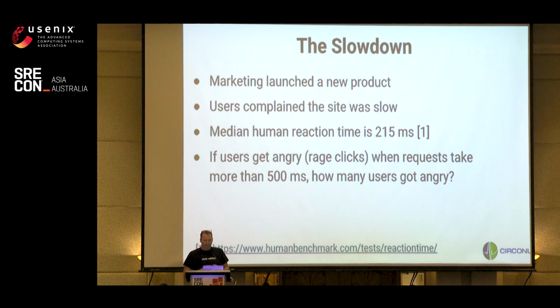So let's try to figure out an SLI and assume that users get angry if requests took more than 500 milliseconds. There are a couple of well-documented resources out there on the web on how fast humans realize when something's going slow. I grabbed Humanbenchmark.com, which says the median reaction time for humans is about 215 milliseconds. So we're assuming that people start to, what I call, rage click when things take more than 500 milliseconds.